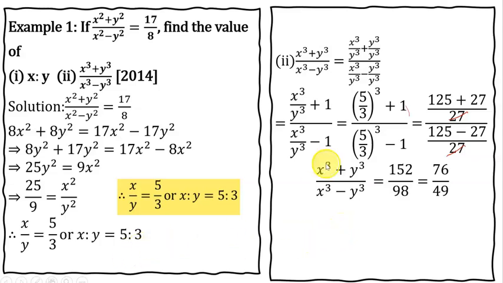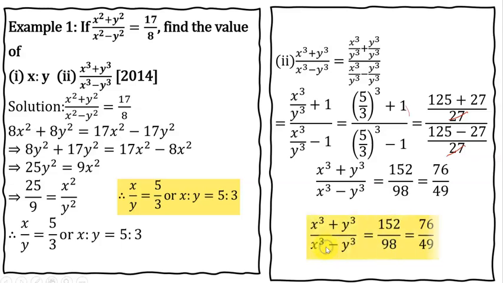We can also solve it in another way. x upon y is equal to 5 by 3. Take the cube on both sides. Then apply componendo and dividendo, which we will do in the next type of examples.